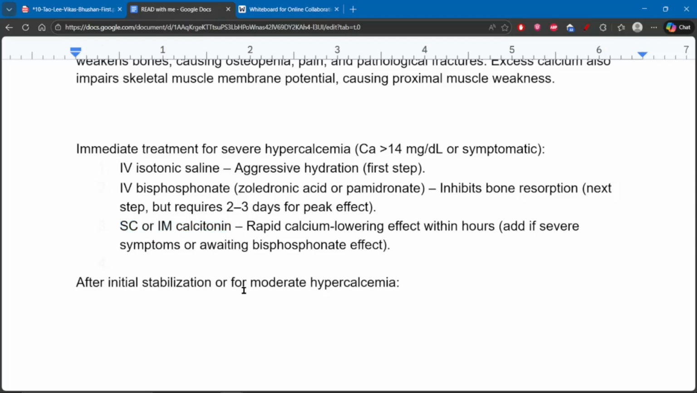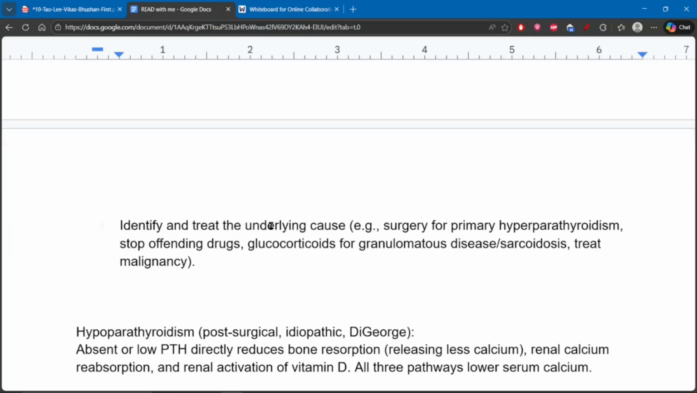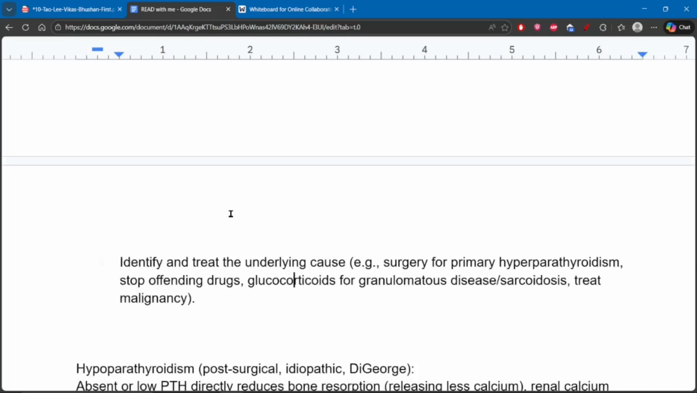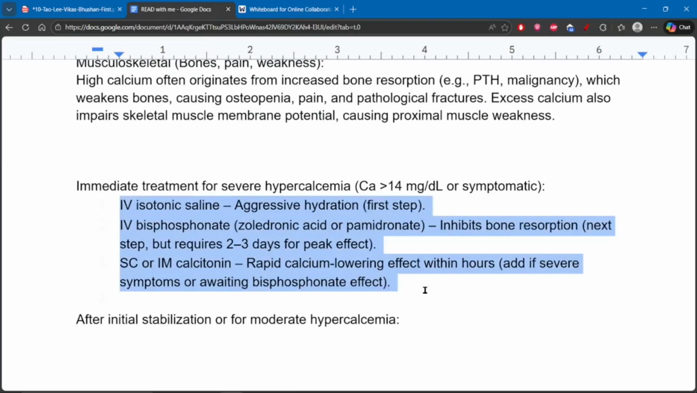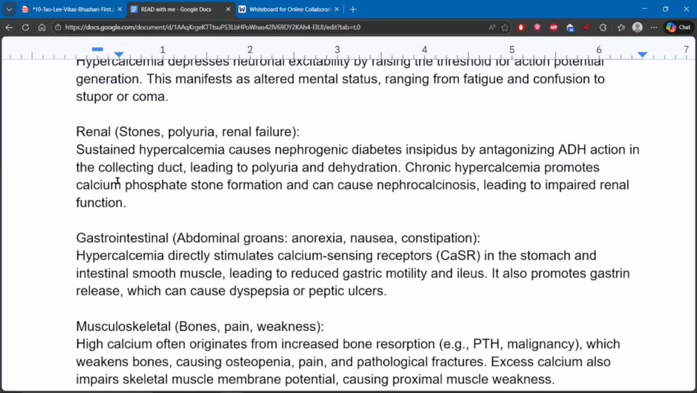After you initially stabilize the patient, or if the patient is presenting with just moderate hypercalcemia, not severe hypercalcemia, then you treat the underlying cause, right? If primary hyperparathyroidism is the underlying cause, you do surgery for it. You stop any offending drugs. If there is a granulomatous disease, you treat it, or at least treat the flare that is happening, such as by giving glucocorticoids. And if there is a malignancy, you also treat the malignancy. So this whole setup is done only when there is a severe hypercalcemia presenting acutely. Okay, with all of these symptoms.